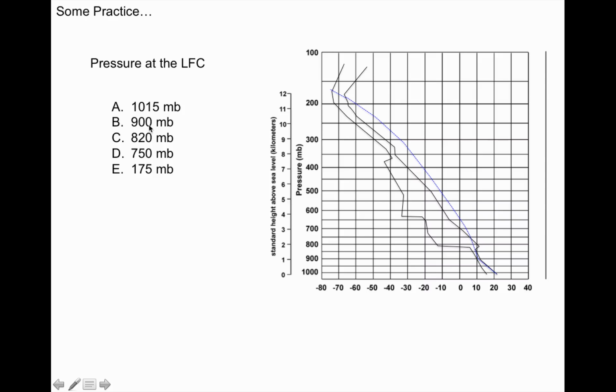Let's try another one here. What's the pressure level at the LFC? That's the level of free convection. You're reminded to go, okay, this is the point where we're looking for the parcel first becoming warmer than its environment. And if I look from the bottom here, look for the point where the blue line first crisscrosses the black one on the right, and it happens right here. That is at 750 millibars. So the answer to this one is D.